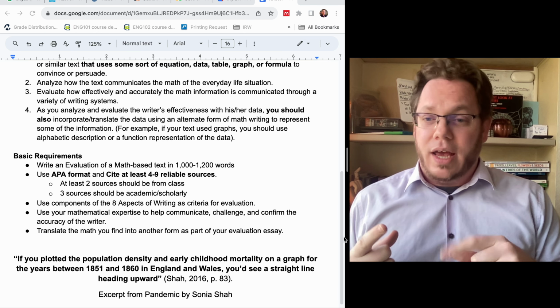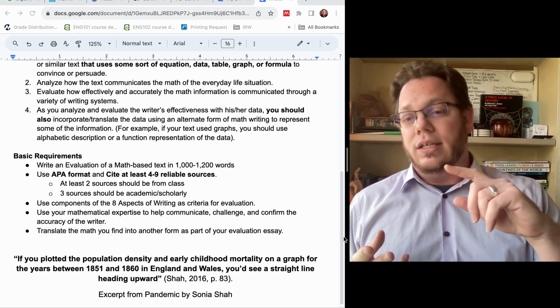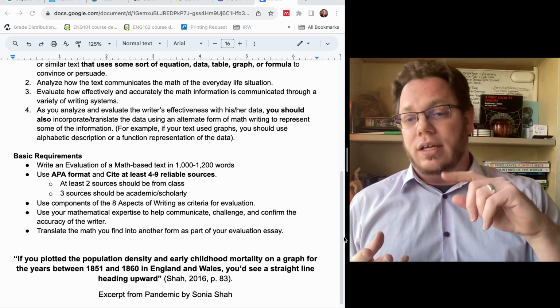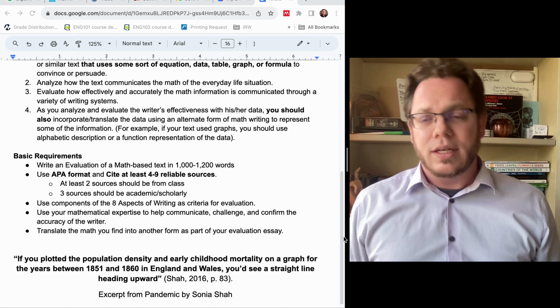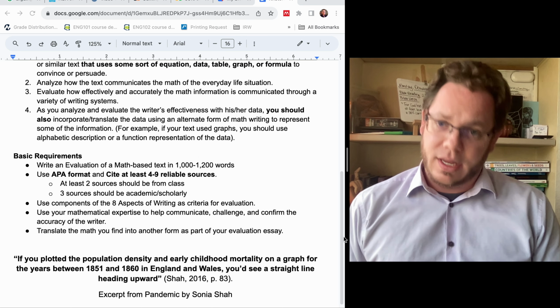Is it, to use language from the math class, is it at a constant rate? Is it at a constantly increasing rate? What is it? But also, a straight line heading upward, right? Doesn't it matter how you set the graph and the domains and ranges and visuals and things? So we want to think about whether that's an accurate statement as well.